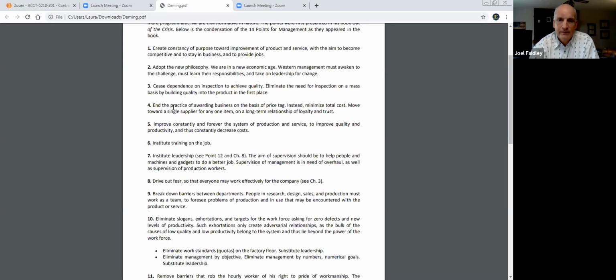Improve constantly and forever the system of production and service. Again, you rest on your laurels, you're going to fall away. You're going to find that. You get your CPA or CMA, you still got to do 30 to 40 hours of CPE credit a year. You should constantly be reading about things, improving your knowledge, right?